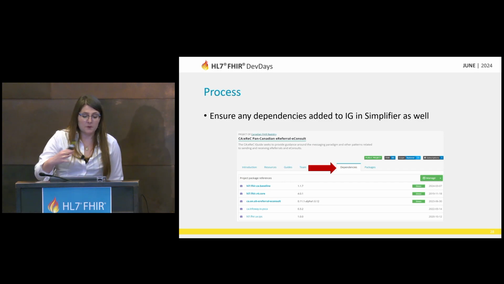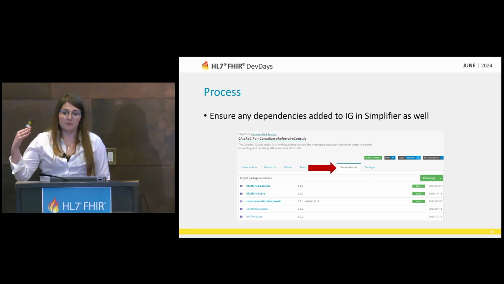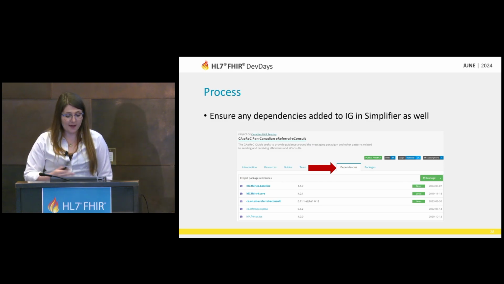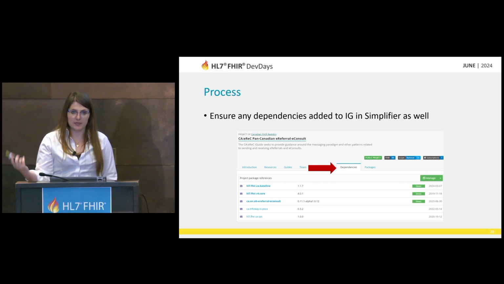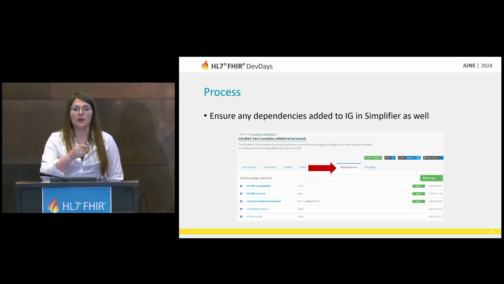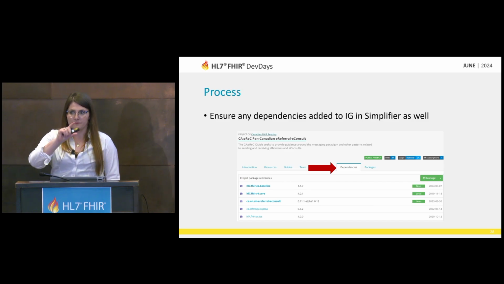And so you can do this by just going to the dependencies tab, adding the dependencies that your profiles have. So maybe they're dependent on your national baseline or core. Maybe they're dependent on another e-referral guide because you're driving harmonization. Just don't forget this step. Otherwise, you're going to get an error that says so-and-so couldn't resolve in your profile.